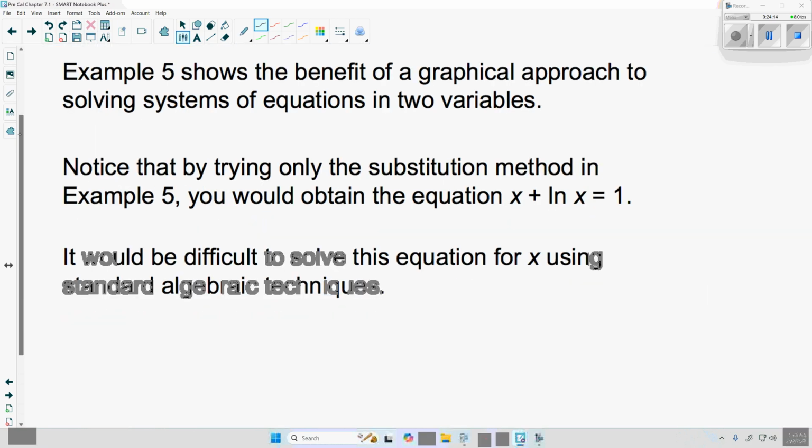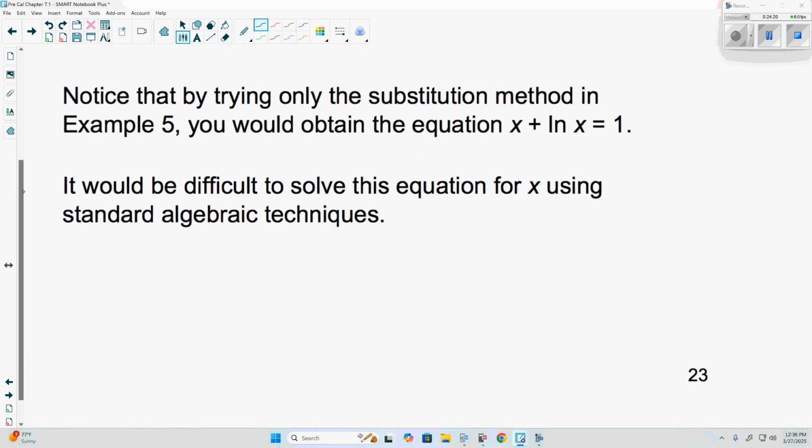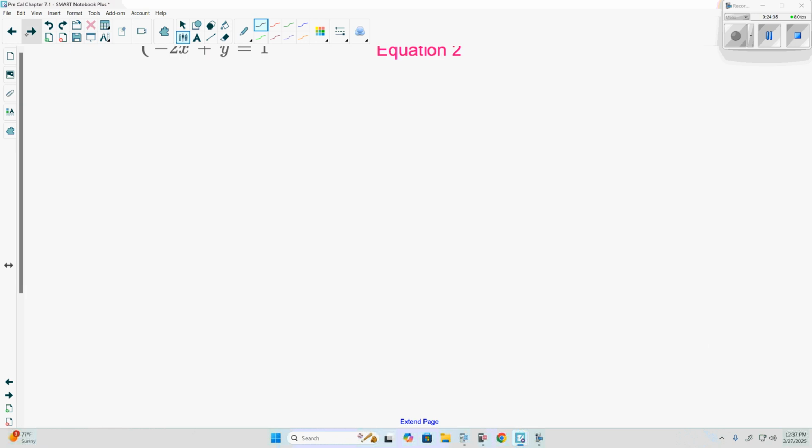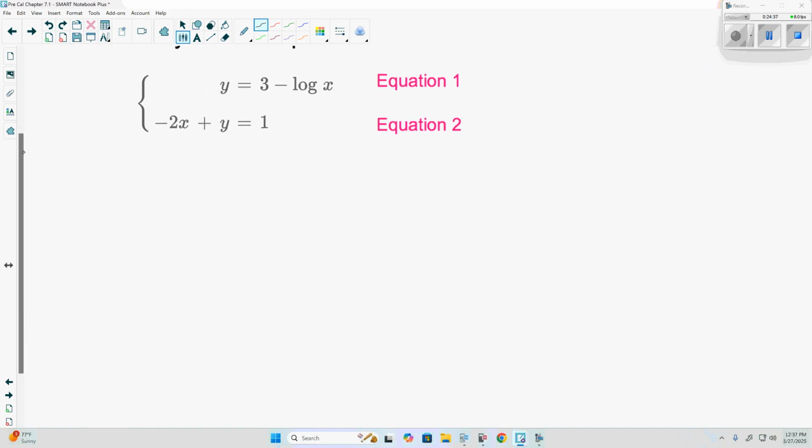Example 5 shows the benefit of graphical approach to solving systems of equations in 2 variables. Notice that by trying only the substitution method in example 5, we would obtain the equation x plus the natural log of x equals 1. It would be difficult to solve this equation for x by standard algebraic techniques. So it's a little harder for that one there. And it's even true for this here.